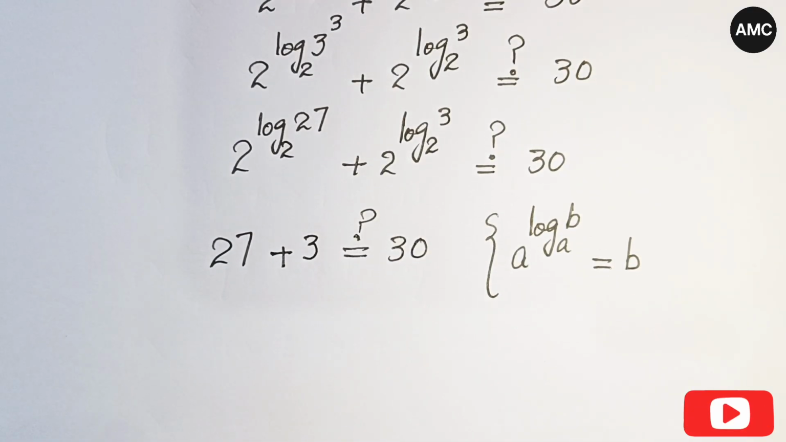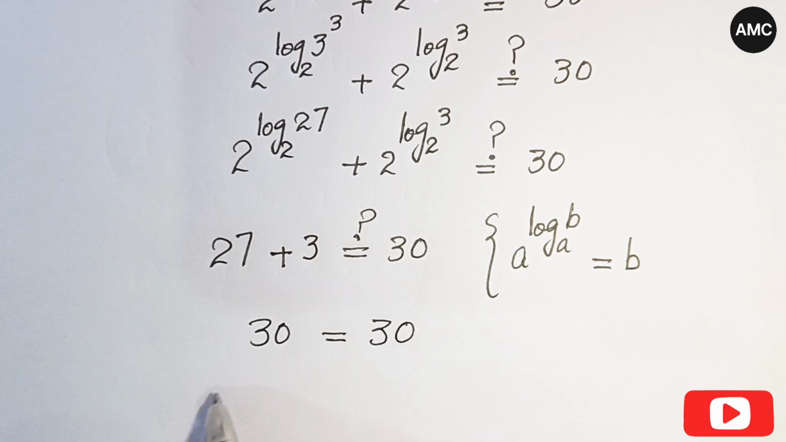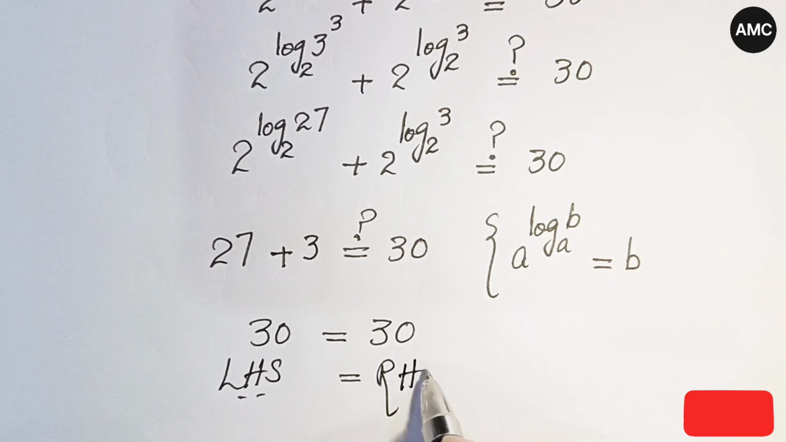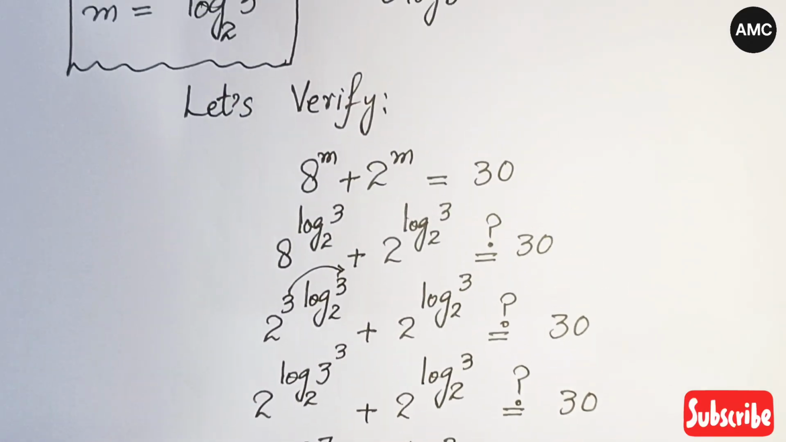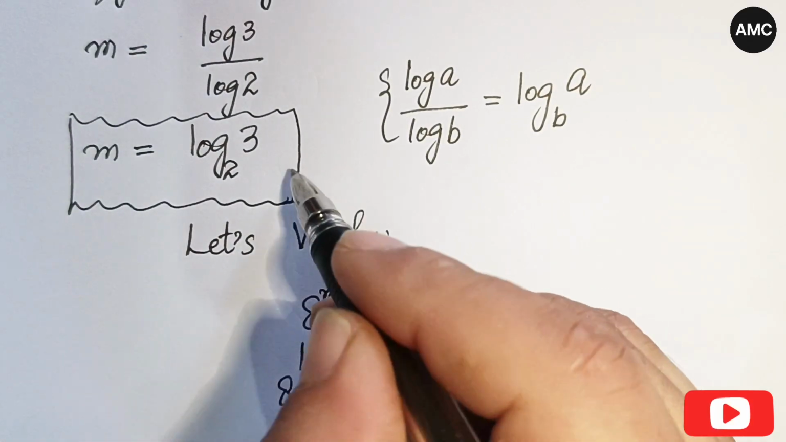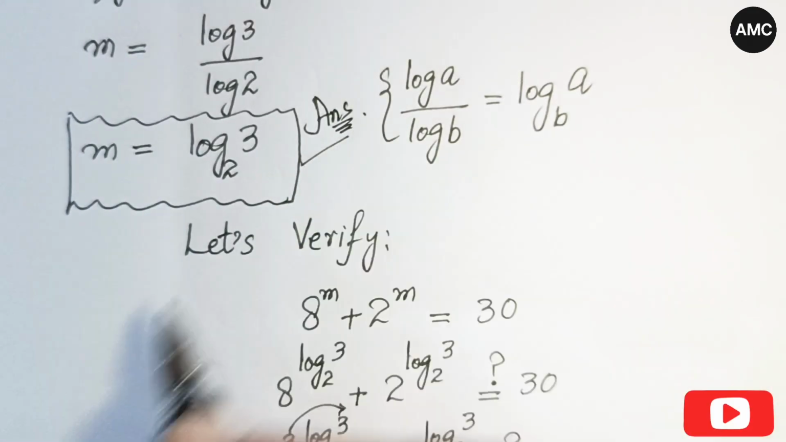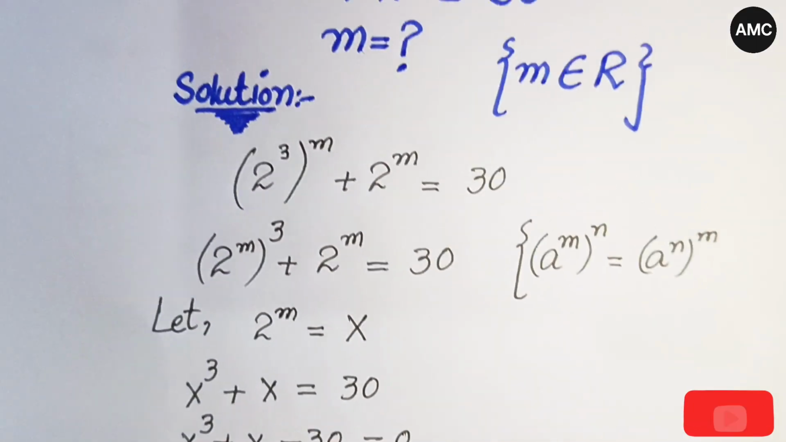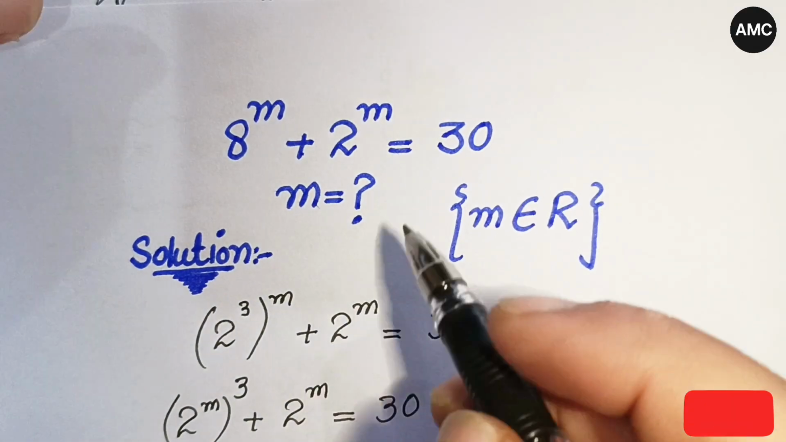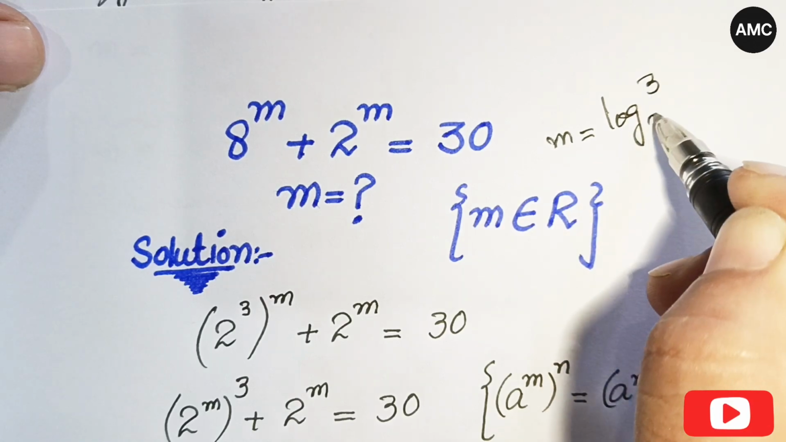And yes, our final step is 27 plus 3 is equal to 30. So left hand side is equal to right hand side. It means that both sides are equal, so the value of m is true for this problem. That is our final answer. So the value of m is log 3 to base 2. Here we have the final value of m: m is equal to log 3 to base 2.